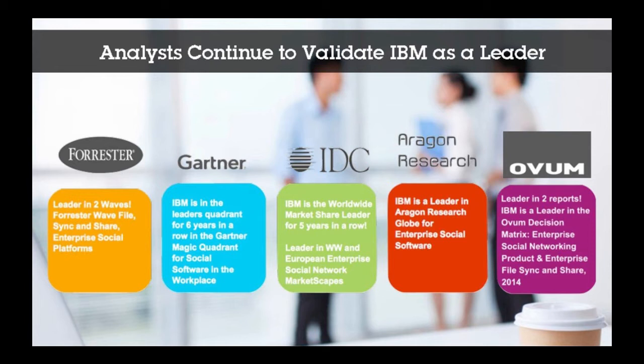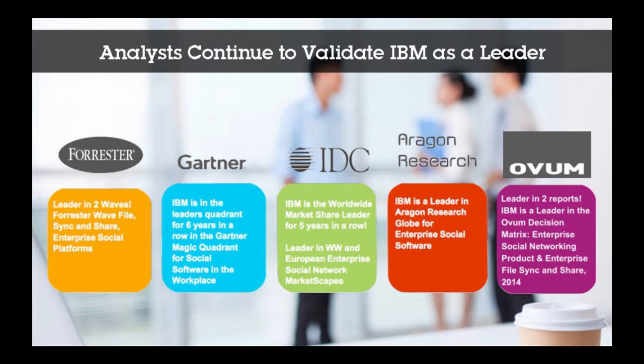So, for example, in the Forrester Wave, there are 2 different waves out there, one for file sync and share, and the other for enterprise social software. And in both of them, we came out as a leader. For the Gartner MQ, we've been a leader for the last 6 years, and we'll see what happens this year. Hopefully, we'll remain there. IDC, we've been the market share leader for the last 5 years in a row, and we also came up as the worldwide and European enterprise social network leader, so that was pretty cool. There were 3 different reports there.